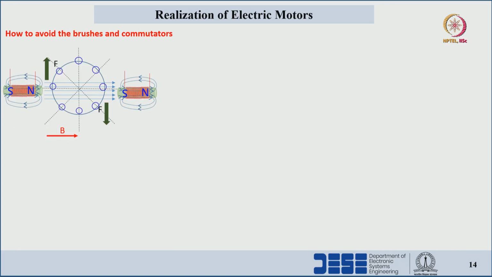From the basic principle we have realized the DC machines, right. Now, we will see how to avoid the brushes and commutators in the next lecture. In this lecture we have discussed the basic principles of a DC motor. In the next lecture we will discuss the realization of other machines.